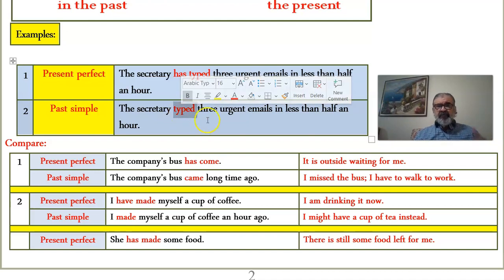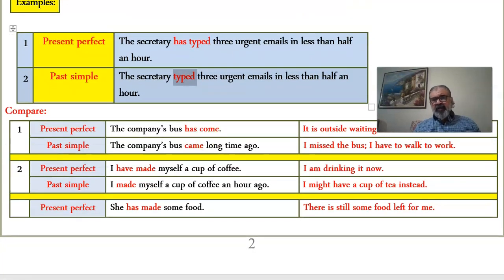But here, the secretary typed 3 urgent emails in less than half an hour, and she did this a long time ago. Maybe the manager is asking her, what happened with the emails I asked you to type? Sir, I typed the 3 emails a long time ago and I have actually sent them. Now let's compare the following examples.